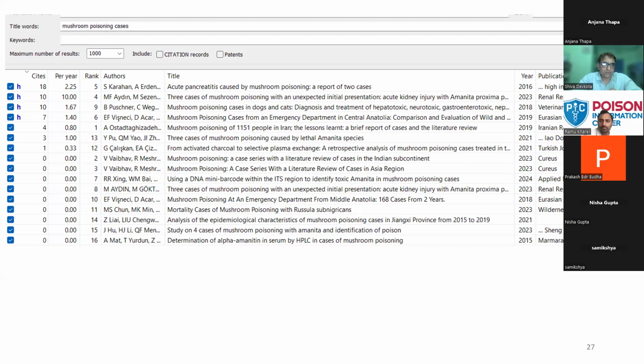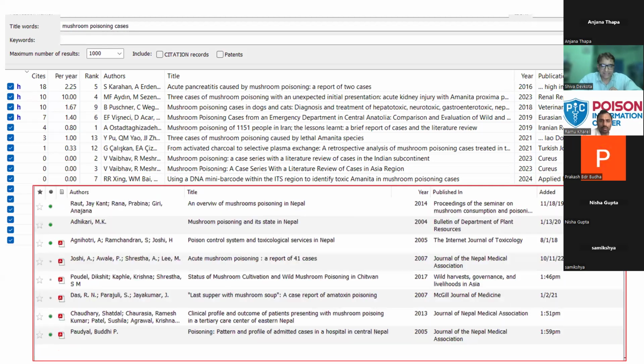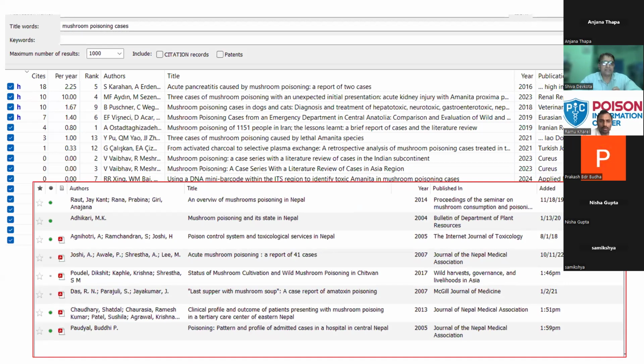We could see there are several mushroom poisoning related papers from all over the world, but it is still lacking from Nepal, and there are only very general papers, like an overview of mushroom poisoning. We don't have real data, like how many people died because of mushrooms, and which areas and which communities are really hot spots.